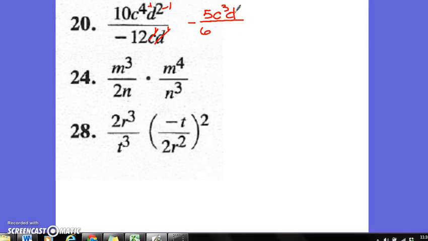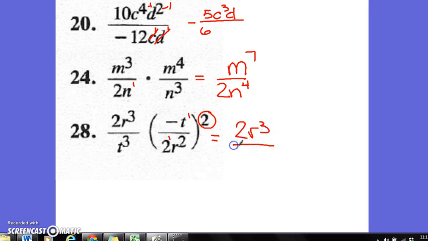There we go. Here, if you multiply straight across the side by side, you add, you get m to the 7 and 2, put your 1 there, m to the 4. And again, this was a little harder because you have to take into consideration you have this. So you have to square it first. Remember, there's a 1 above here and a 1 above here, and remember this is negative. Any negative to an even power is positive. So 2r cubed over t cubed times a positive t squared.